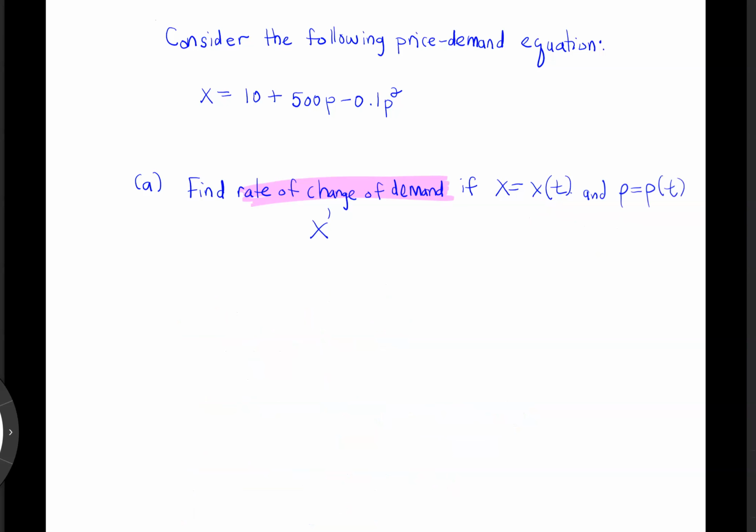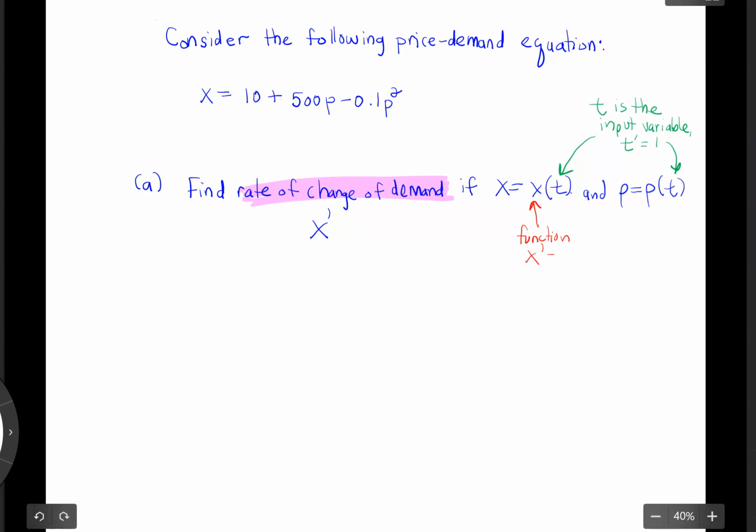So same price demand equation. I still want you to find the rate of change of demand, so I still want you to find X prime. But now I've told us that X is a function of time and P is a function of time. How does that change the derivative? Well, now t is the input variable, so the derivative of t would be 1. But X is a function, so the derivative of X would not be a 1. And P is also a function, so the derivative of P would also not be a 1.